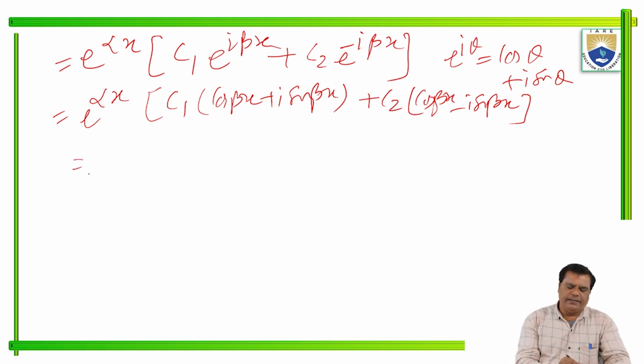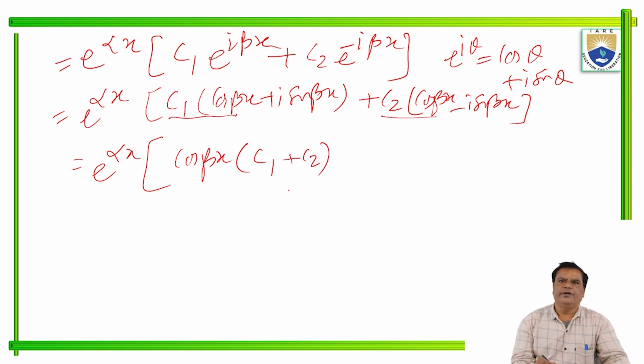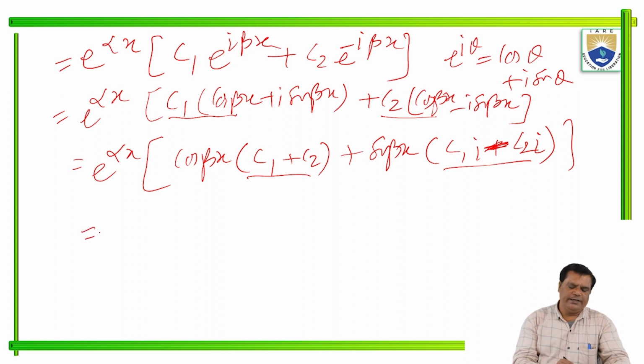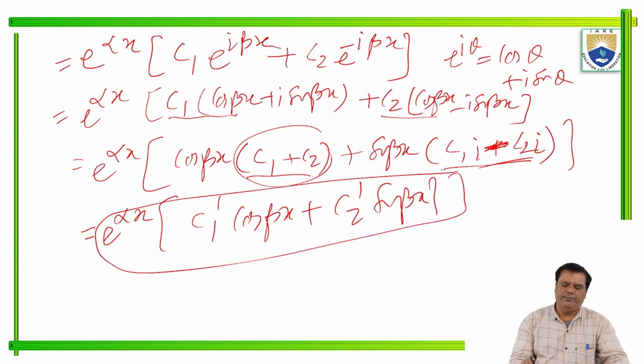So here, e to the power alpha x in bracket, cos beta x is common in bracket, C1 plus C2, and plus sin beta x is common, so here C1 i plus minus C2 i. So these are constants. So I am writing here e to the power alpha x, and this constant C1 dash cos beta x and plus this C2 dash sin beta x. So this is the formula I am writing.